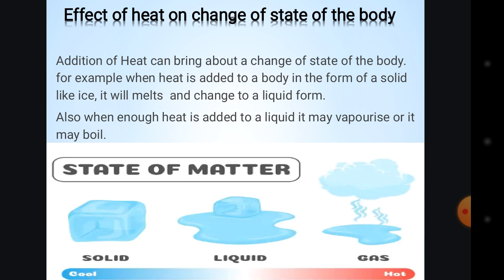When it goes to the gas form, you will see that it is trying to escape, because of that heat, that pressure that you put on it. That is why it changed from the liquid form to the gaseous form. So you see, this is the effect of heat, how heat affects the change of state of a body. That is why it will change from this form to this form to this form. That is the effect of heat on change of state of the body.